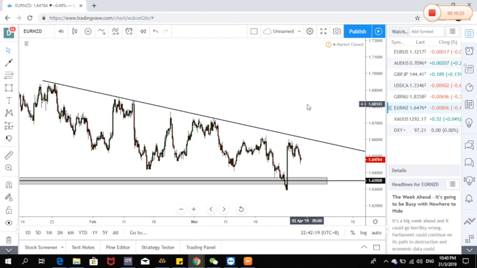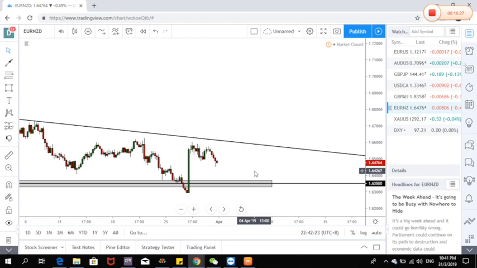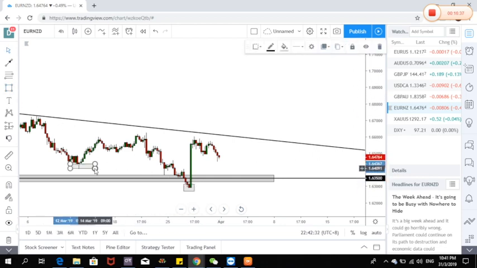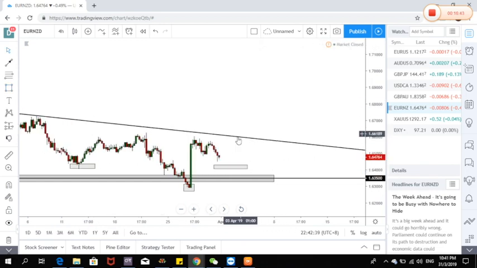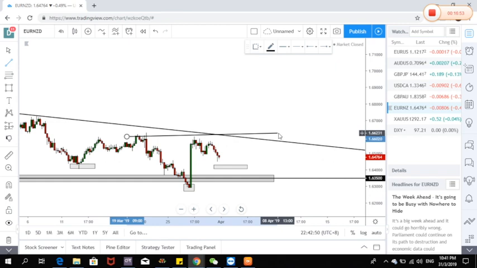For the moment, what I'm going to assume is that price may create an inverted head and shoulders. We can see here is the head, here could be the left shoulder, and right here should be the right shoulder. So I'm going to patiently wait for price to retest the right shoulder, most likely, and then here should be the neckline, this zone.